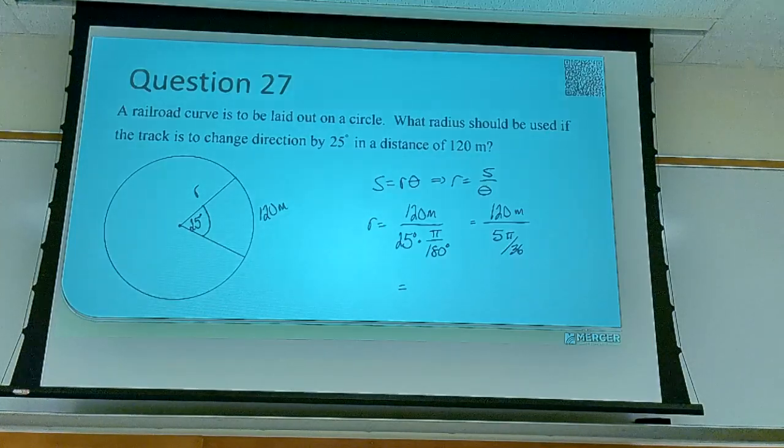120 over 5, though, is just 24. Remember, when you divide fractions, you flip the denominator. So that would be 120 times 36 over 5 pi. That's what I said, just what's 24 times 36? 864. And then divide that by pi, that's the answer.